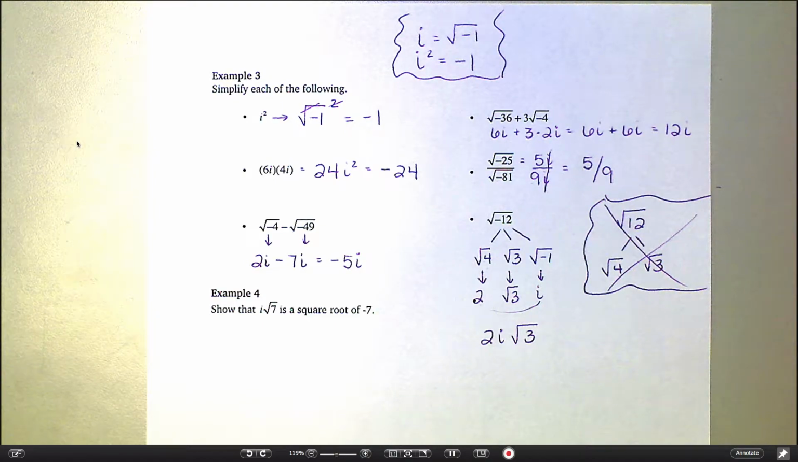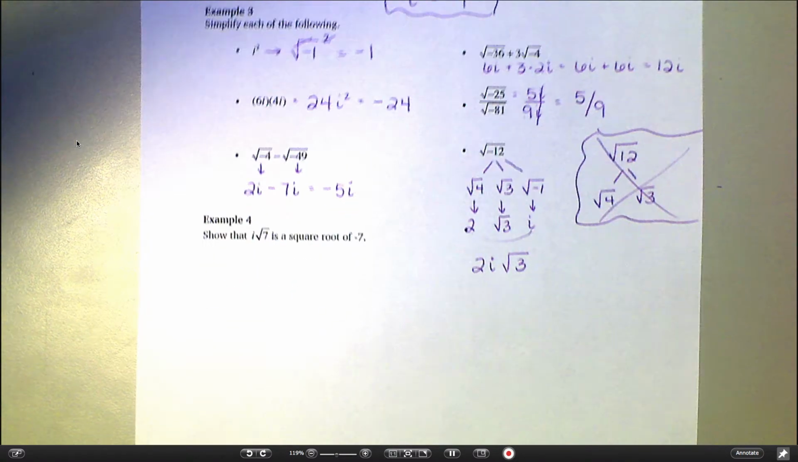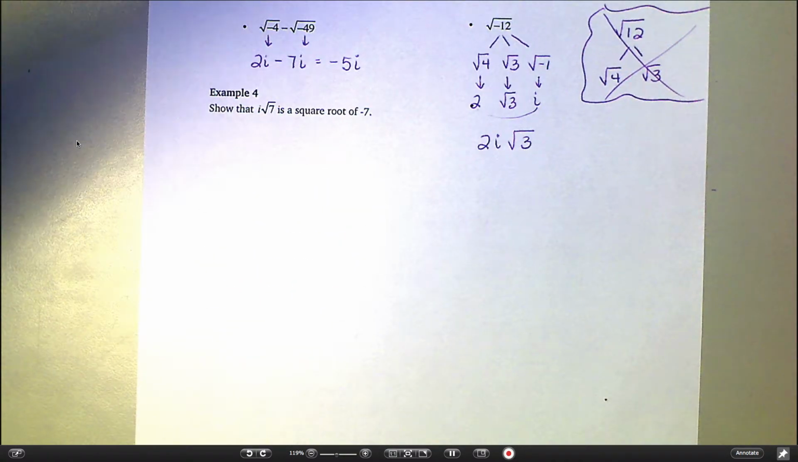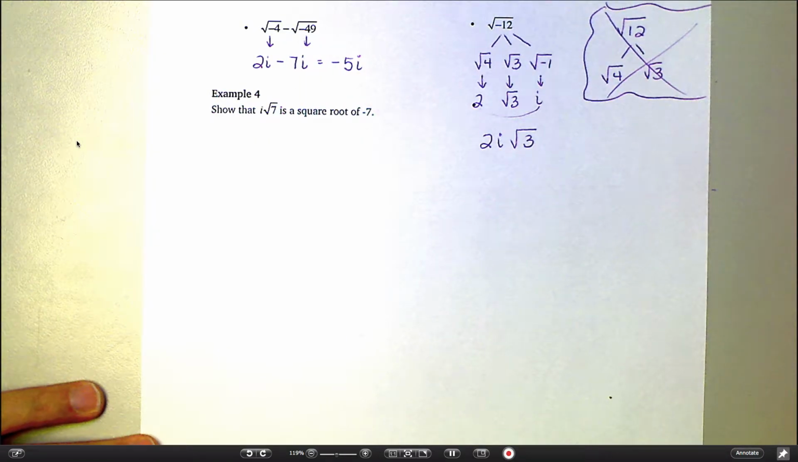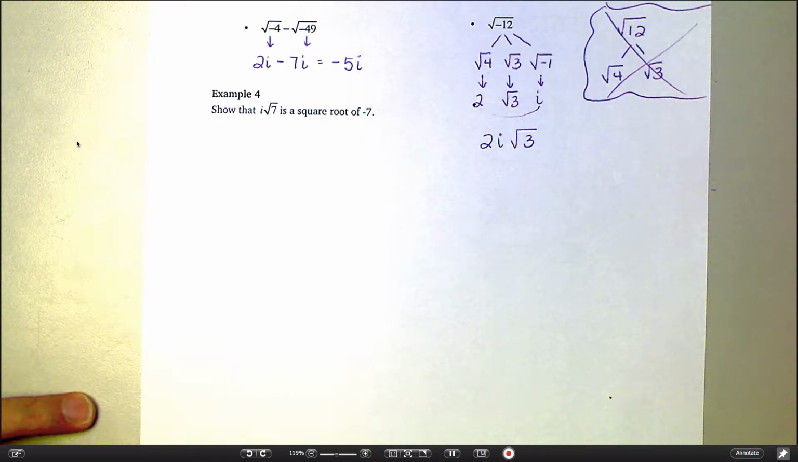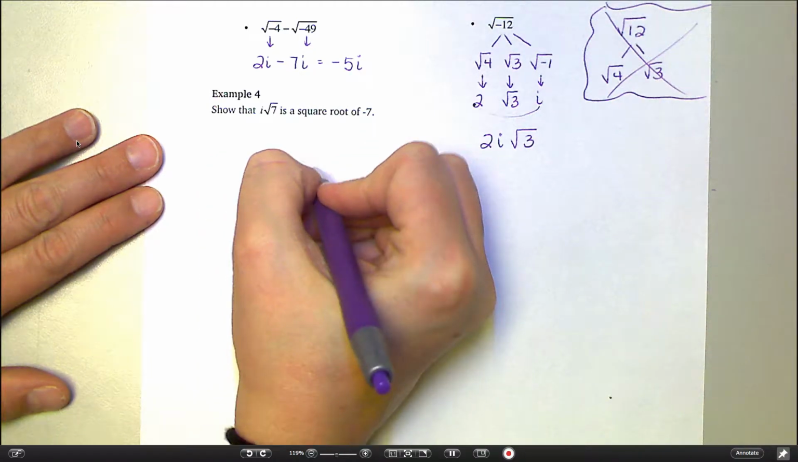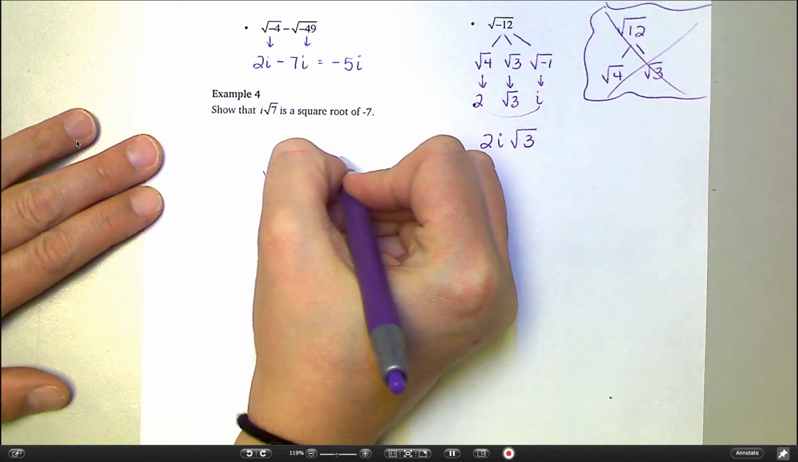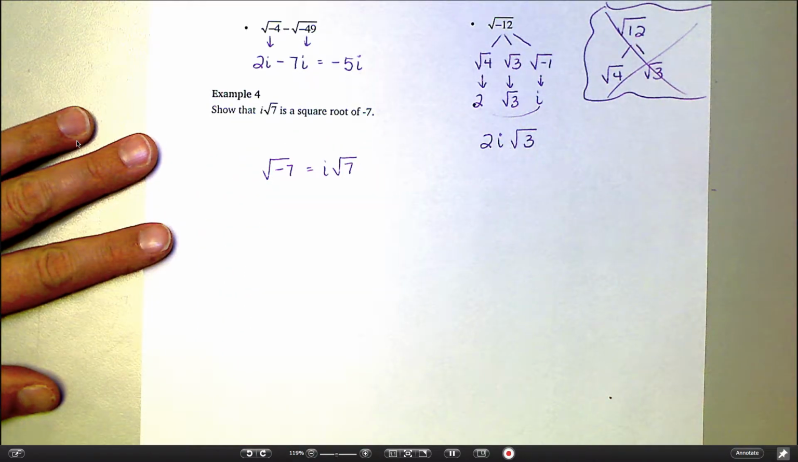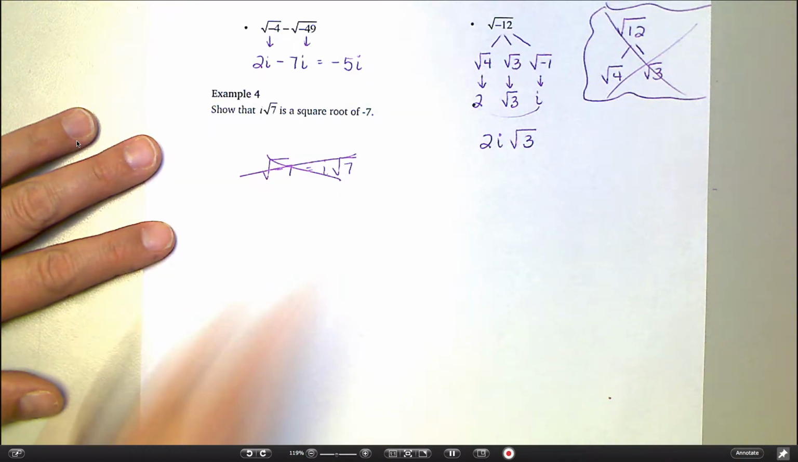Okay, let's take a look at example 4 quick because we're flying through this stuff. It says show that i square root of 7 is a square root of -7. Now, what I don't want to see you doing is writing down something like, oh, well, the square root of -7 is equal to i times the square root of 7. Look, I showed it, okay? That's not what I'm looking for here.